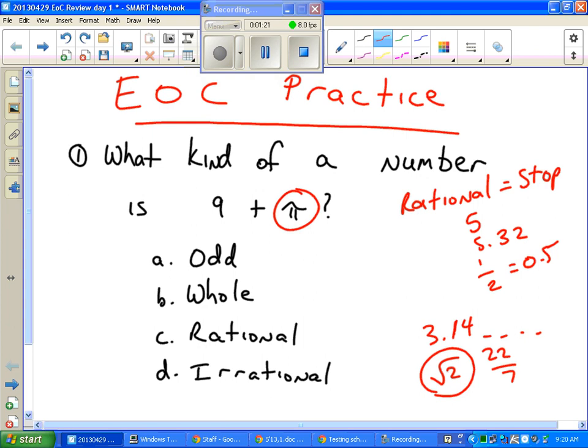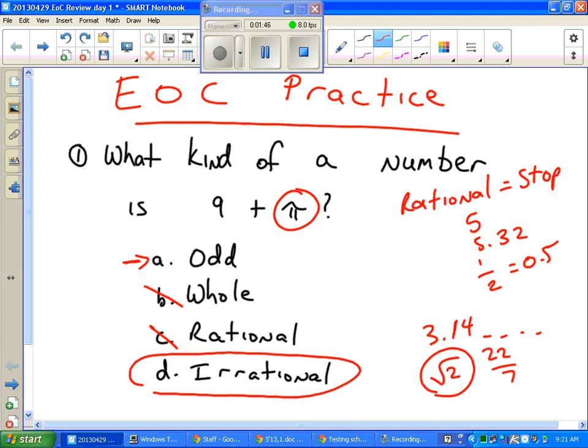It's not a whole number because 3.14, as you think about it, is going to give you 12 point something. It doesn't stop, so it's not rational. So the two choices were between odd and irrational. It may very well be close to an odd number, so that's a little bit tricky, but it is definitely an irrational number. Number 1, D, definitely an irrational number.